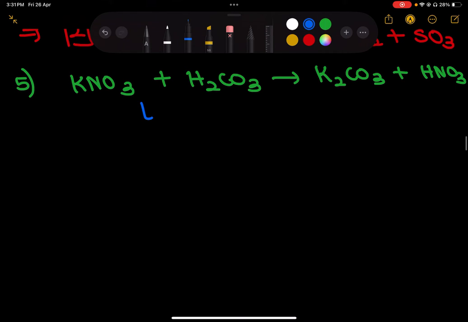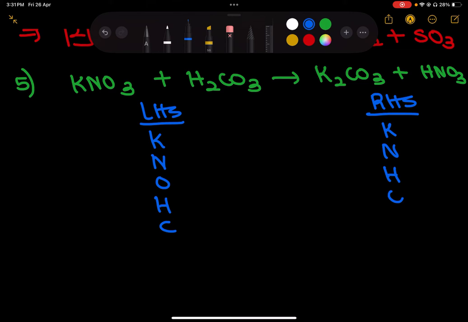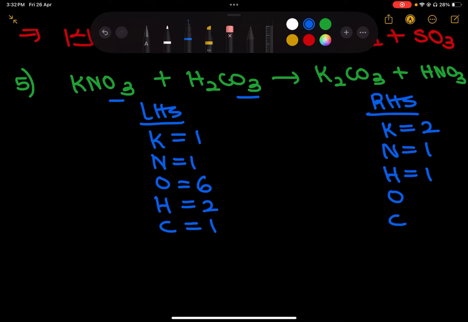LHS and RHS. So LHS is K, N, O, H, and C. So there are many here. We have K, N, H, O, and C. K1, N1, O, so 3 and 3, so that's 6, H2, and C also 1. Here K2, N1, H1, O, 3 plus 3, 6, and C1.